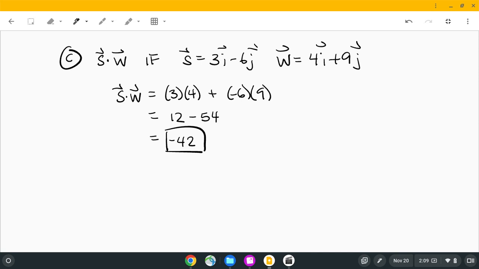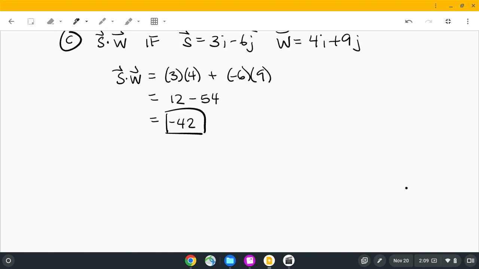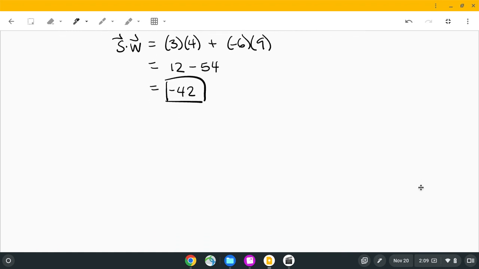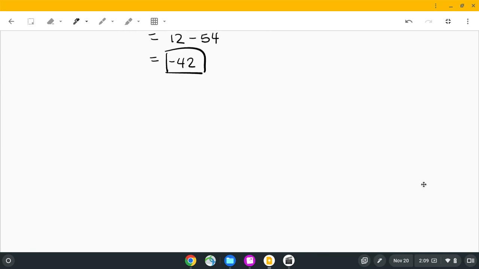Another thing that is important when we're working with vectors is finding the angle between two vectors, especially when you're dealing with physics or engineering and you're trying to figure out the angle between two forces. So, the angle between two vectors.